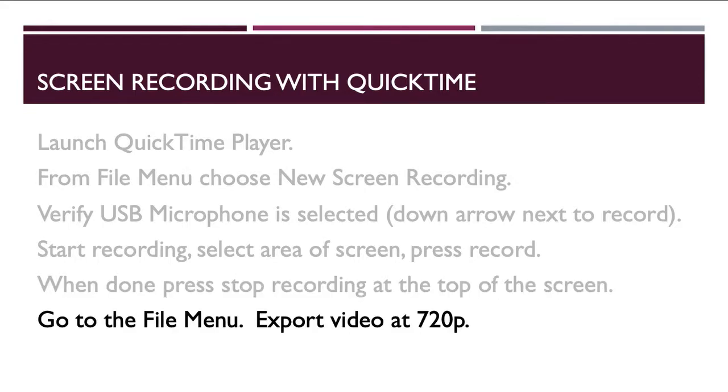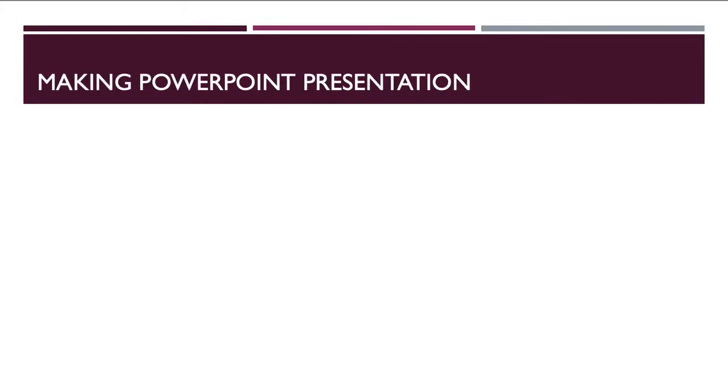And then the file that you've actually made is in QuickTime format. You want to convert it. So you go to the File menu and you export it, export the video, and I've just played with this a little bit. 720p is the right resolution to export. That'll produce a .mov file, which you can then upload into YouTube.